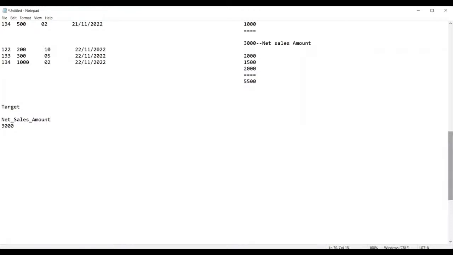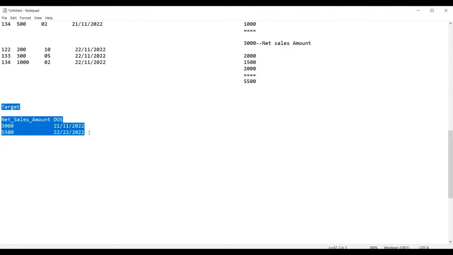And now for which date is it? So I am declaring one more column here, that is date of sales. Date of sales I am using as 21-11-2022. And then we have, what is that, guys? 5,500, and it is on 22/11/2022. Now, guys, this particular thing is nothing but called the output.